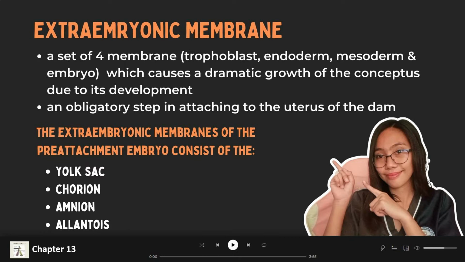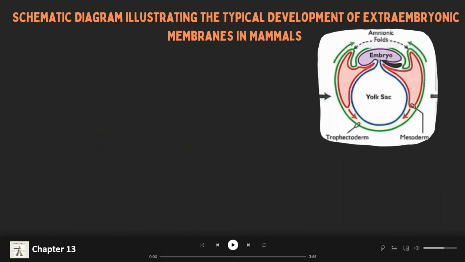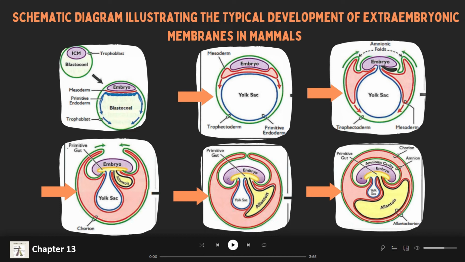Its formation is an obligatory step in the acquisition of the embryo's ability to attach to the uterus of the dam. Furthermore, the extraembryonic membranes of the pre-attachment embryo consist of yolk sac, chorion, amnion, and allantois. The figure shown is the schematic diagram illustrating the typical development of extraembryonic membranes in mammals. This development sequence must occur before attachment to the endometrium can take place.